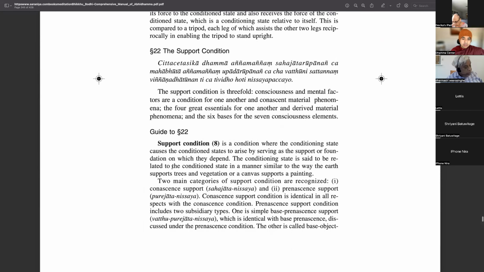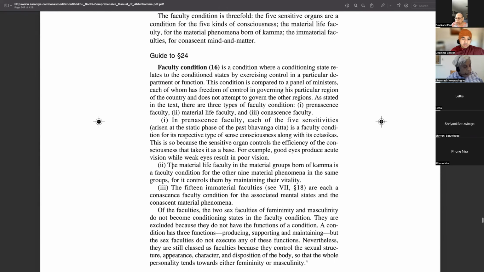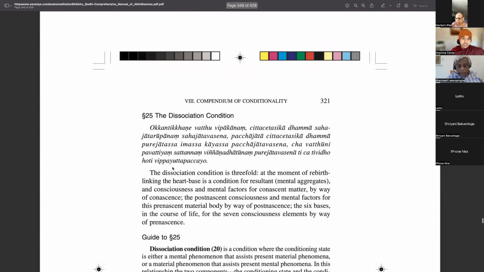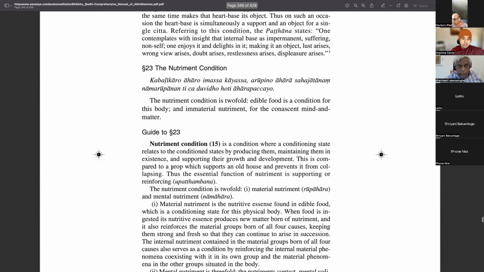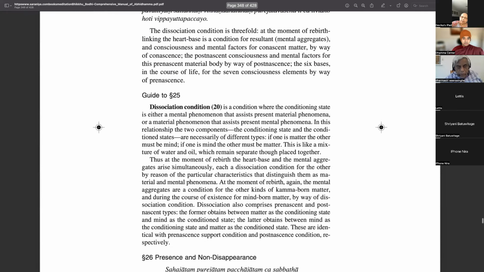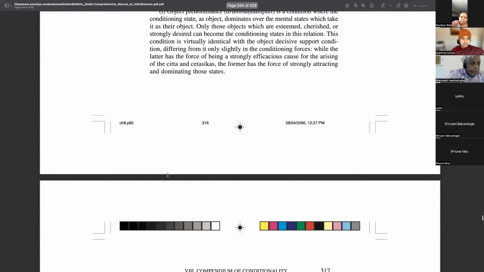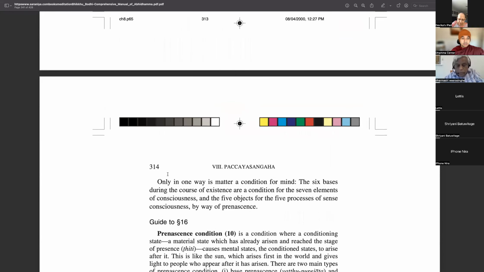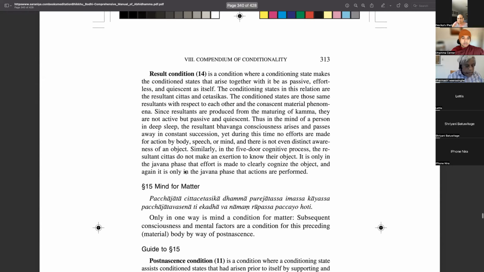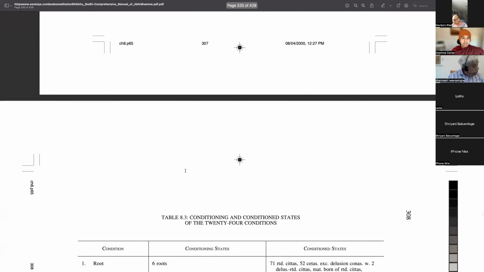Where is Sampayutta? Does anyone have the page? Is it association condition? Or disassociation. Bhante, in the manual of Dhamma by Lady Seattle. It's up there, I think.